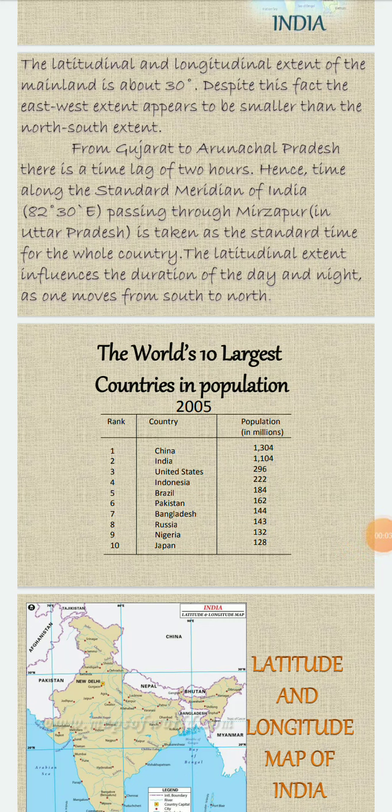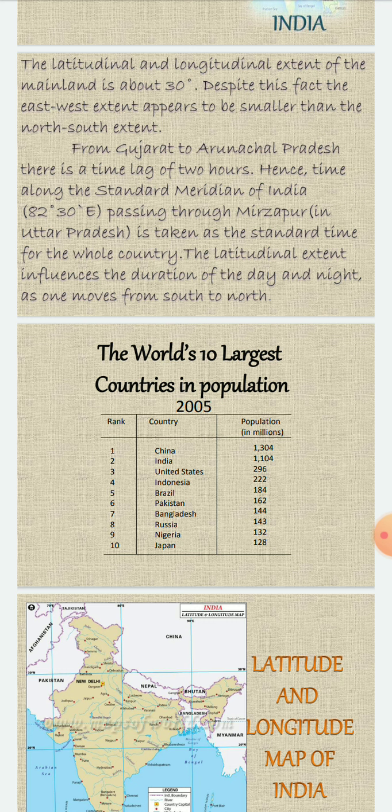So students, in the last class we talked about India and its geographical extent. Now we'll talk about its latitudinal and longitudinal extent. The latitudinal and longitudinal extent of the mainland is about 30 degrees, despite the fact that the east-west extent appears to be smaller than the north-south extent.